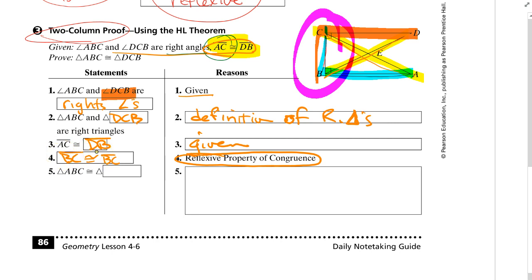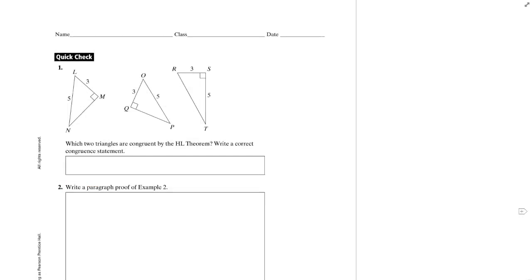So then we've proven the leg, we've proven the hypotenuses, and we have right angles. So these two are congruent, DCB, because of the HL. Last page. Which two triangles are congruent by HL?